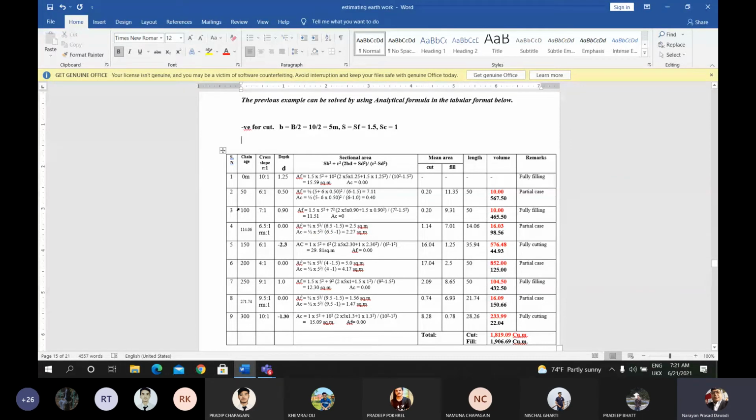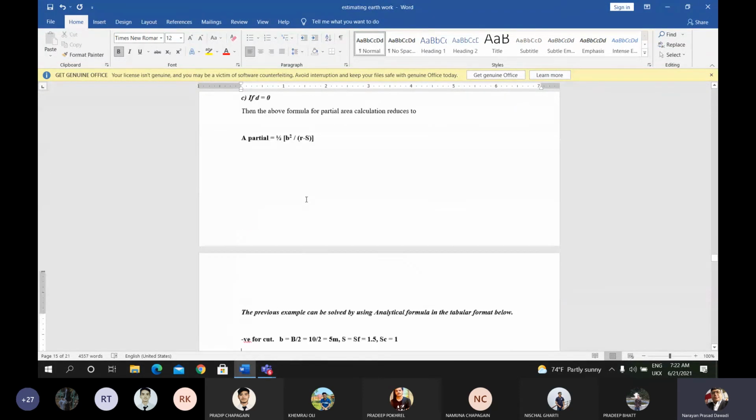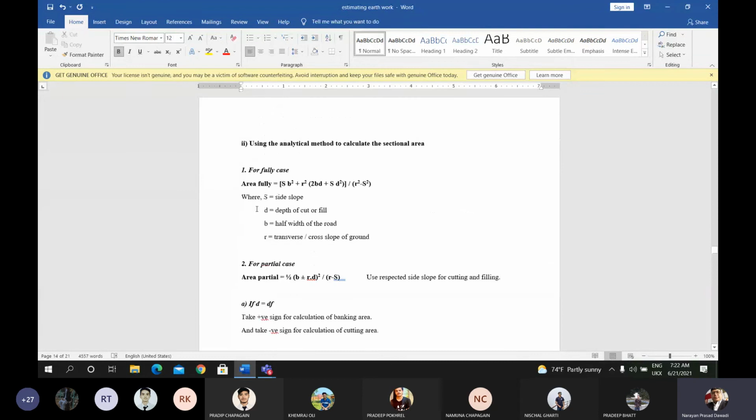Now for the first case, 10 into 1.25 is 12.5, greater than the half width of the road. The half width of the road is 5 meter. Small b is the half width of the road, and this is 5 meter. And 12.5 is greater than 5 meter. So this is fully filling because the depth is given as filling. In the remark I have written fully filling. So for the area of filling, use the fully filling area formula.